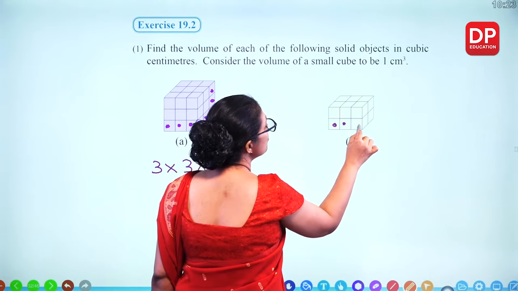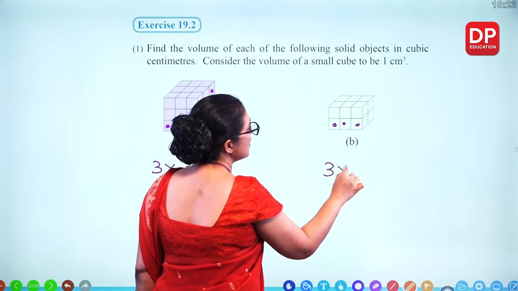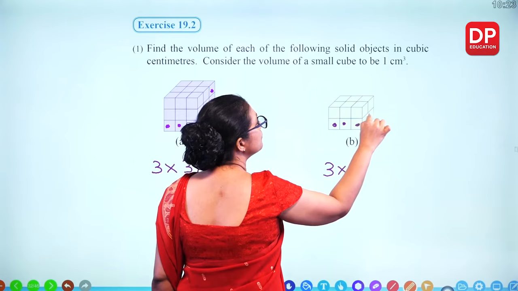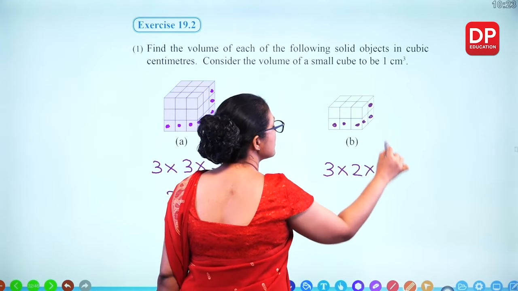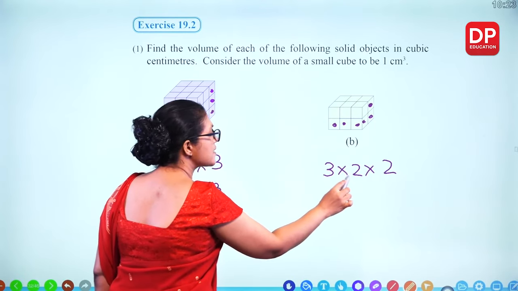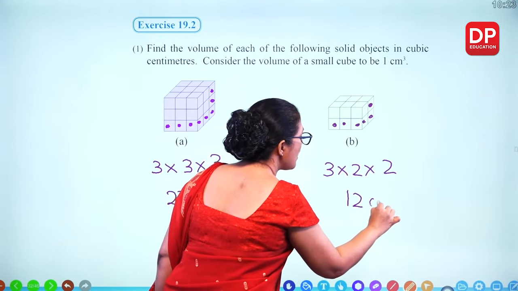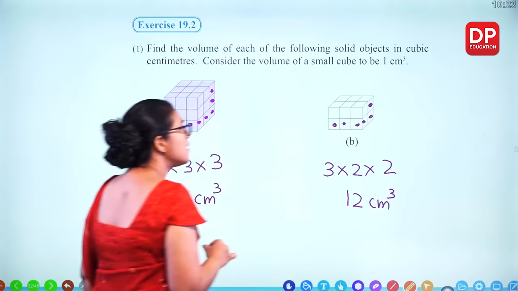Cuboid, 1, 2, 3. This way, 2. And height, that's 2. 3 times 2, 6. 6 times 2, 12 cubic centimeters is the volume.